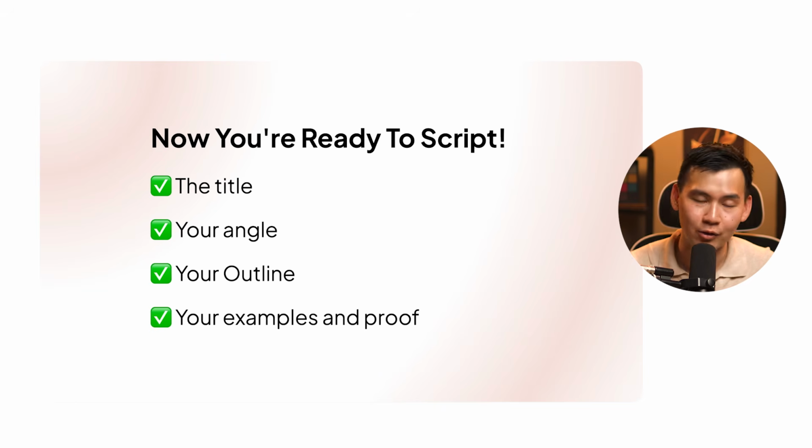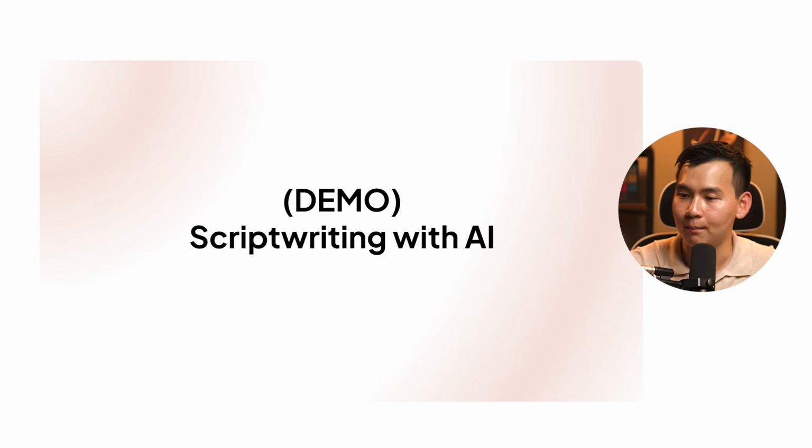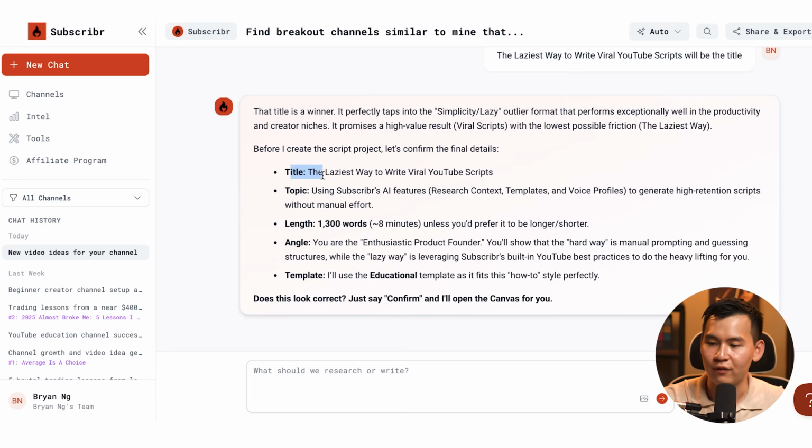So now you're totally ready to script, while figuring out your title, your angle, your outline, your examples, and your proof, alongside your emotion, the transformation, and the aha moment, which I'll show you how to do in a little bit, once again with Subscriber AI. So when we go back to this tab over here, we figure out the title, the topic, the length. I don't think the length should be 1300 words. 1300 words seems a little short, so we want to keep it to 2000 words, right?